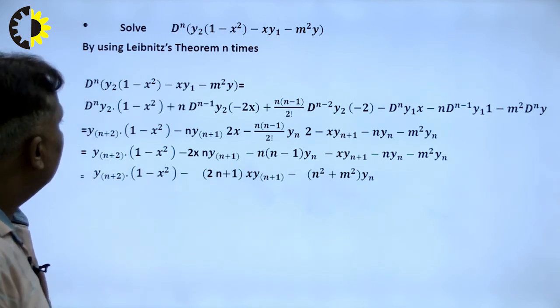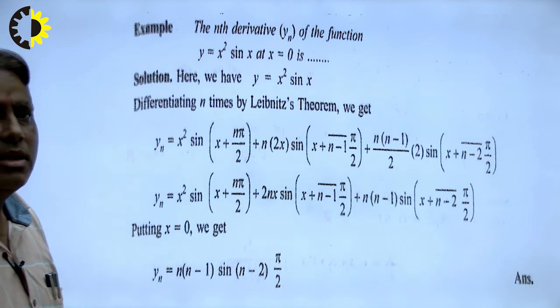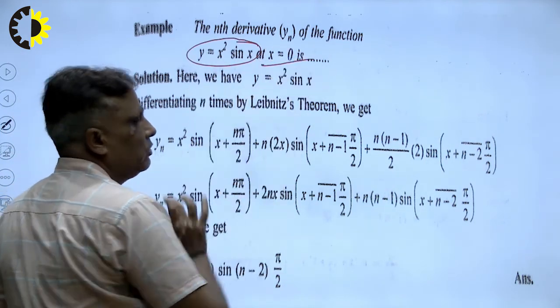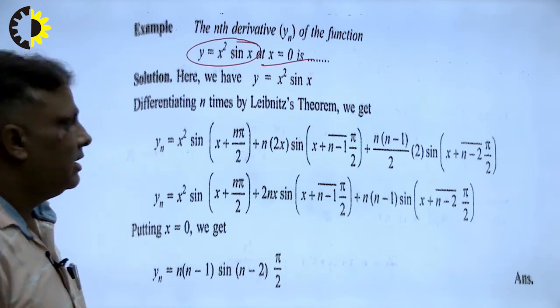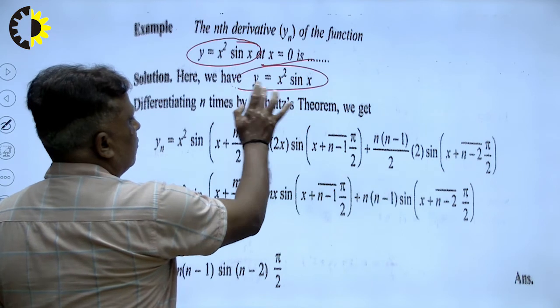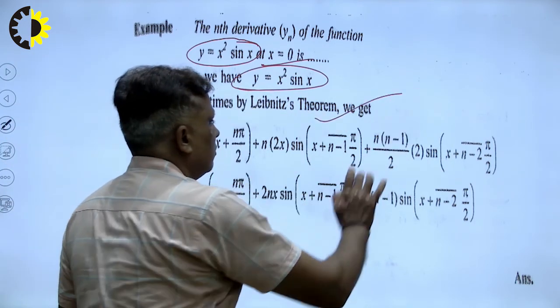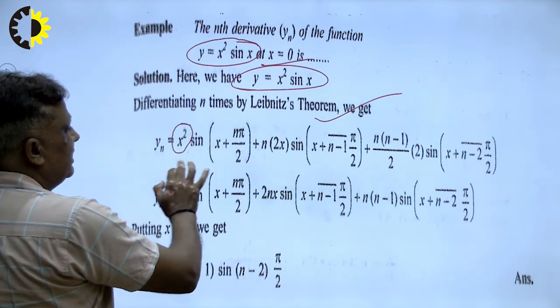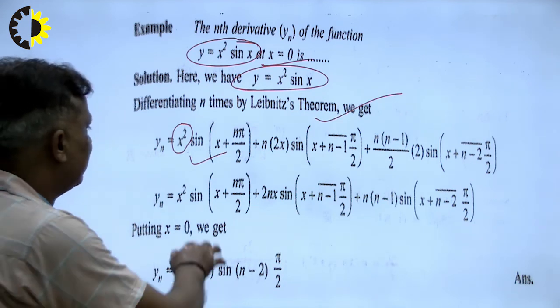The question is that suppose I want to calculate the nth derivative of x square into sin x at the point x equal to 0. This is another case. First of all I write here y is equal to x square sin x and apply the Leibniz theorem n times. So how to apply the Leibniz theorem n times, right? This is v as it is, and the nth derivative of sin x, so x plus n pi by 2, I just explained now.